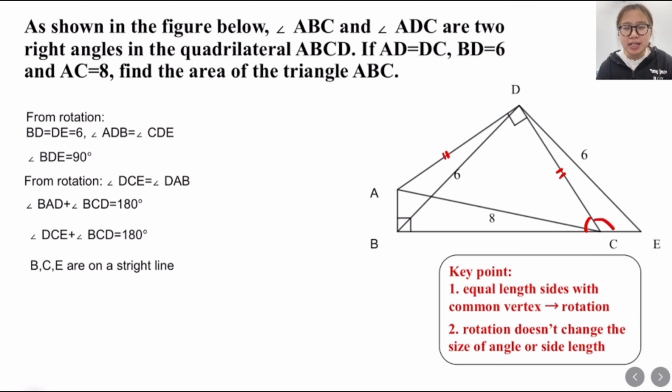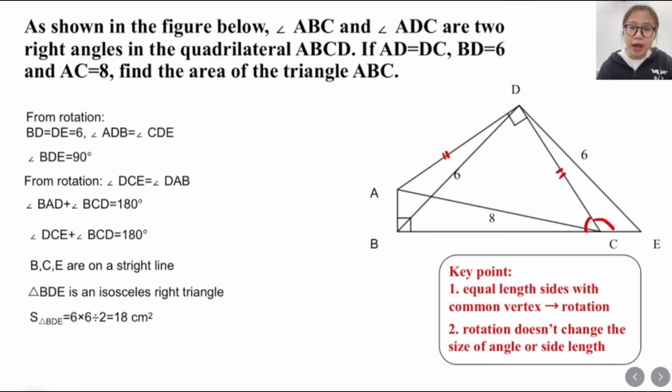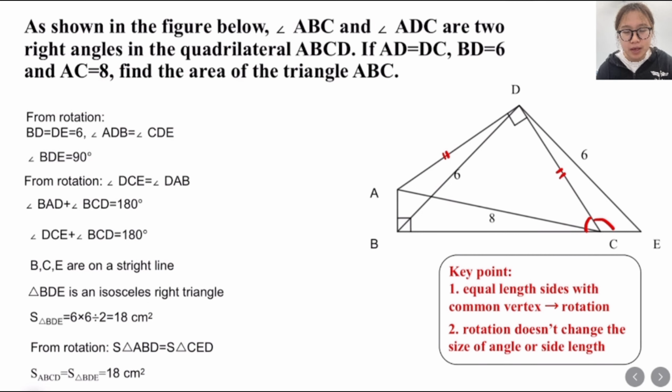Then what can we get? We can get its area, because we know its sides BD and DE are both 6. Then its area is just equal to 6 times 6 divided by 2, which is 18 square cm. What can we get from this? From rotation, we know that the area of the triangle DCE is equal to the area of the triangle DAB. Then the area of the quadrilateral ABCD should be equal to the triangle BDE, which is 18 square cm.